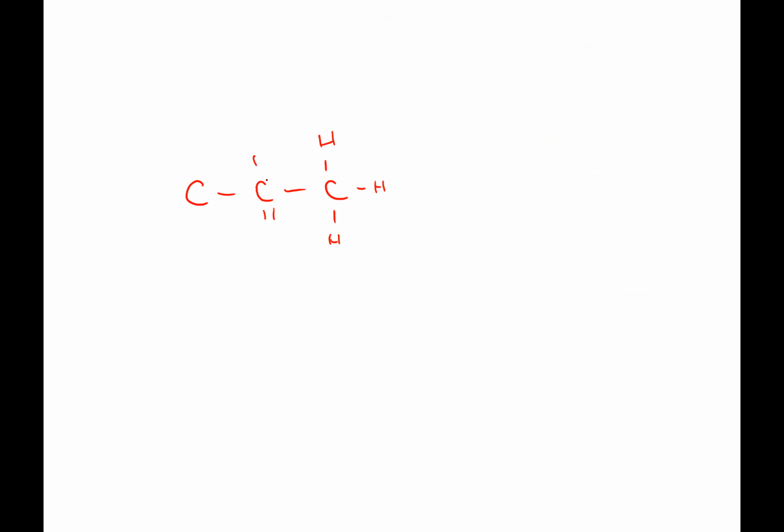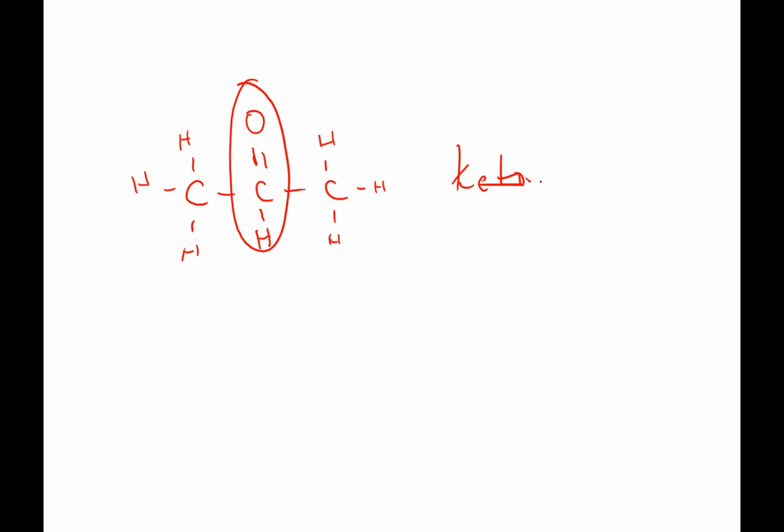A ketone is a double bonded oxygen inside the carbon chain. So it's not at the end. It has to be between two carbons. So this is a ketone. If I drew the same molecule, you can see why I do not like drawing this type of formula, because it just takes so much time. This would be your structural formula.